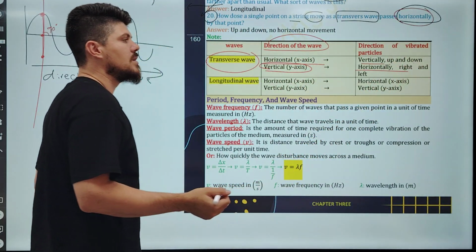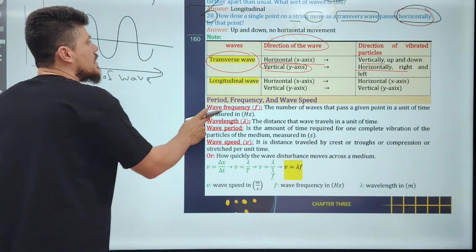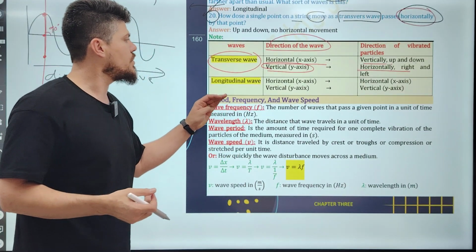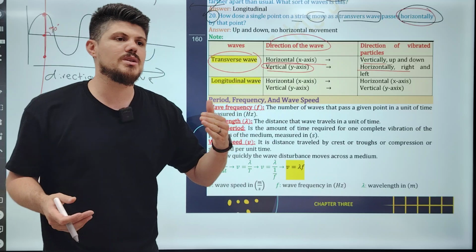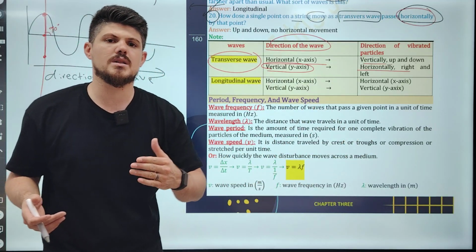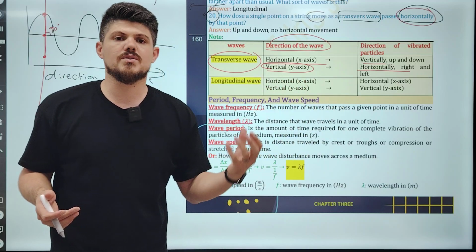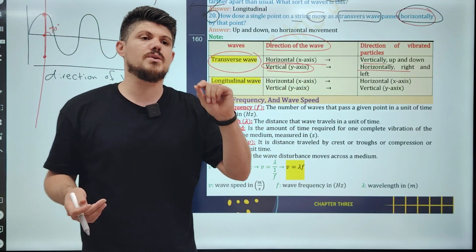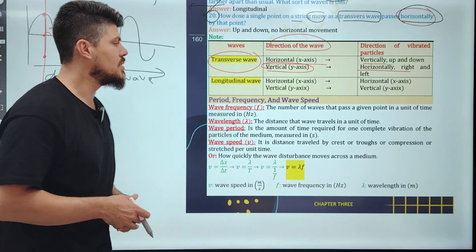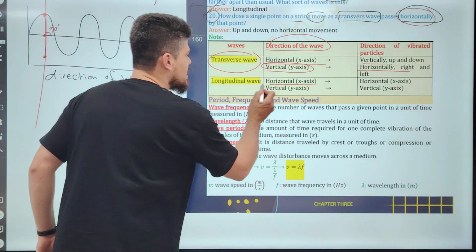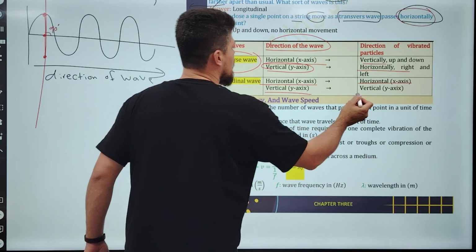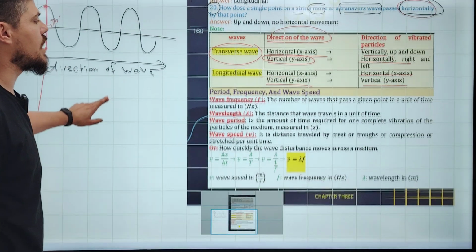Horizontal. Right? For the longitudinal wave, we have no problem in this case because it is too easy: the particles vibrate parallel. If the direction of the wave is horizontal, the vibration of the particle is also horizontal. If the direction of the wave is vertical, the direction of the vibration of the particle is also vertical. It doesn't change.